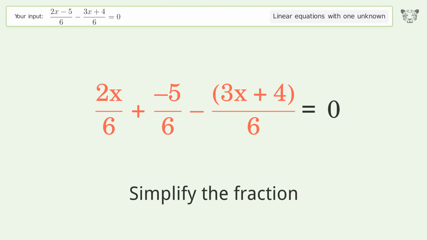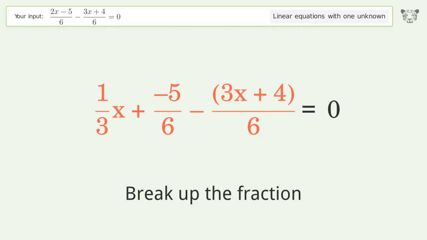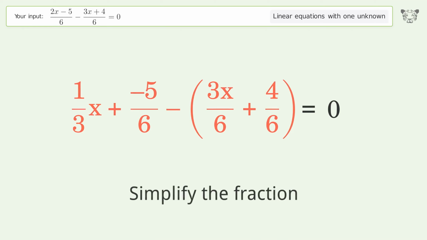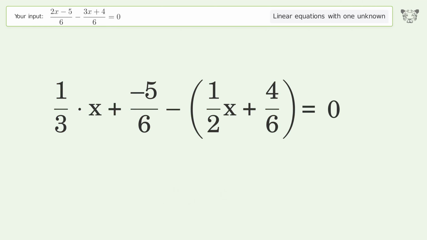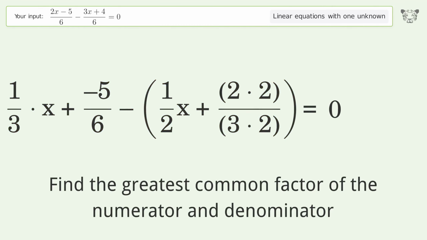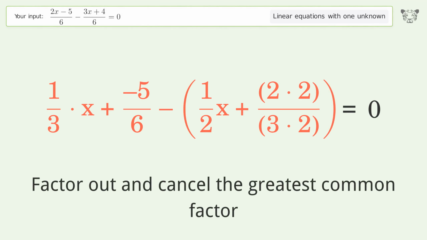Simplify the fraction. Break up the fraction. Simplify the fraction. Find the greatest common factor of the numerator and denominator. Factor out and cancel the greatest common factor.